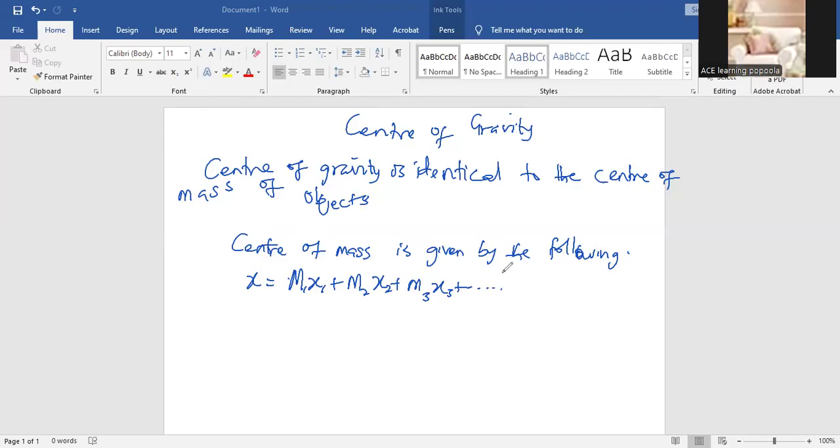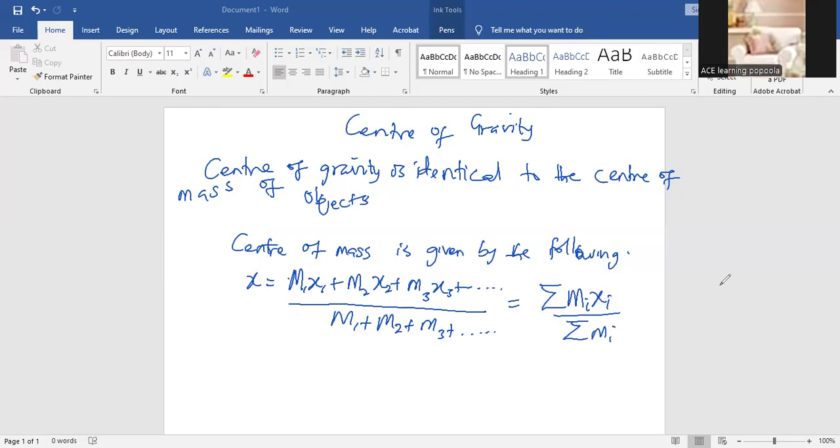Because many particles can be taken with respect to the X coordinates, divided by their masses and so on. So it means in all, summation of mi xi over summation mi. So this is the center of mass with respect to the X coordinate.